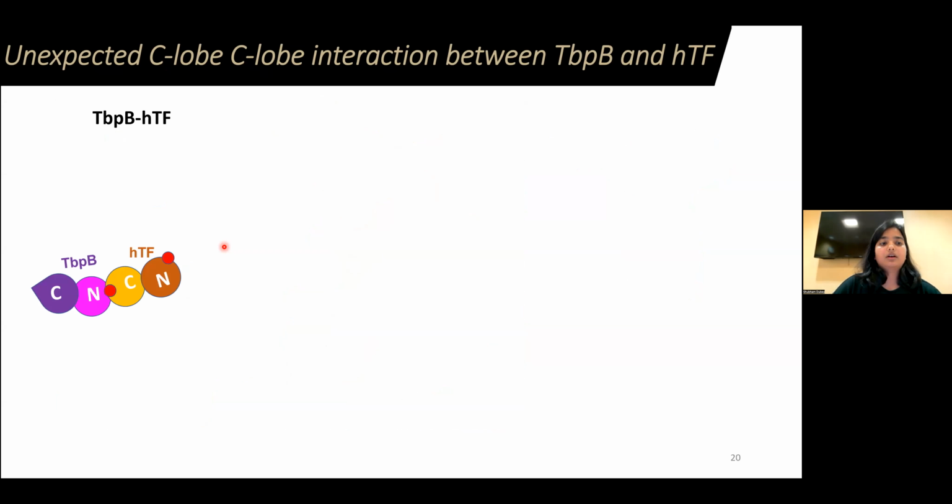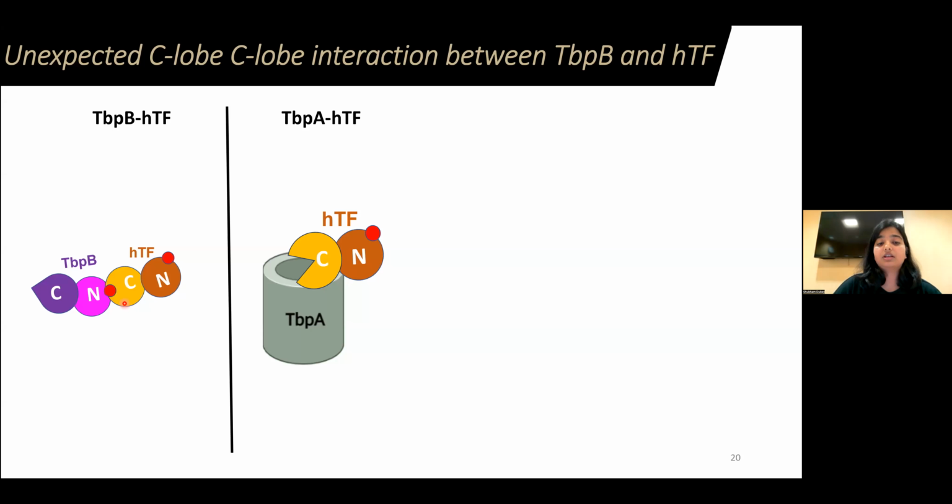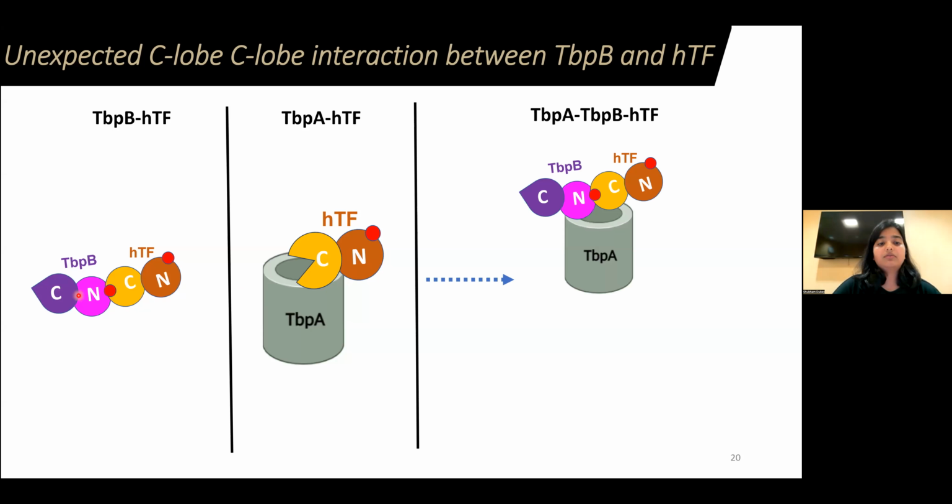So if we see the TbpB and HDF complex, this is what we started with, N lobe and C lobe sitting close to each other. And then we have another structure of TbpA and HDF where the C lobe of HDF interacts with the TbpA. If we combine these two pieces of information and translate this into a triple complex, you will expect that this thing will come and sit on TbpA and the complex will look something like this. But our triple complex did not look the way we expected it to be.